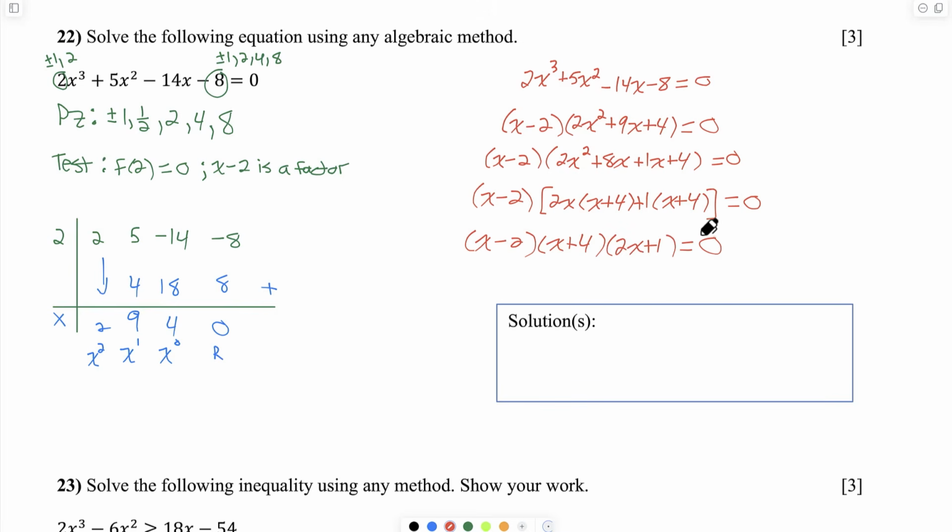What would make that product be 0 if any of those factors were 0? So what would make x minus 2 be 0 would be if x was 2. If x was negative 4, the second factor would be 0. And if x was negative a half, the third factor would be 0. So all of those are answers because each of those x values would make that whole product be 0, meaning it's a solution to the equation. And don't forget, you could check all of those answers in the original equation and make sure it makes left side equal right side.